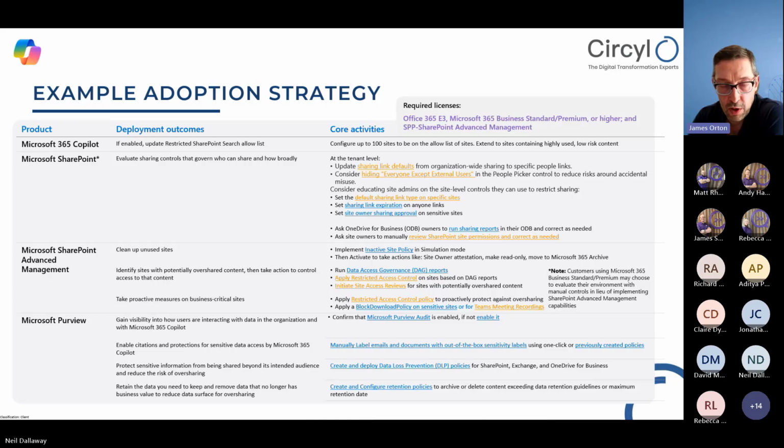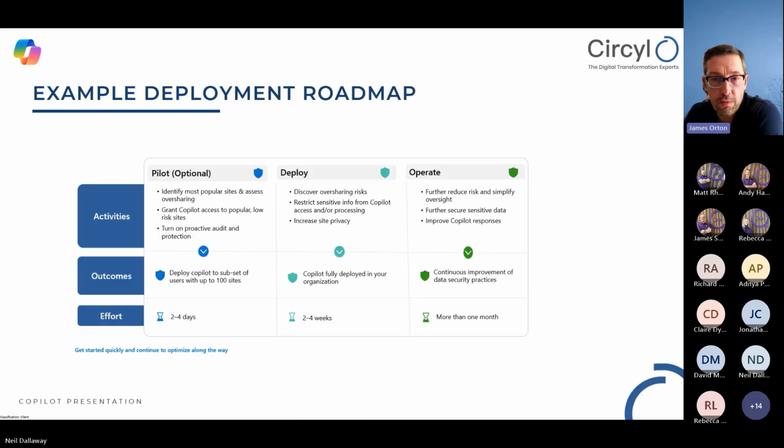As we said before, obviously Purview is our gateway essentially to all the security and compliance and the governance framework. Obviously, we can turn on auditing. Have we configured sensitivity labels, DLP policies, retention policies, for example? Put more of that control around how Copilot's going to be used. Okay, so the next slide is an example deployment roadmap.